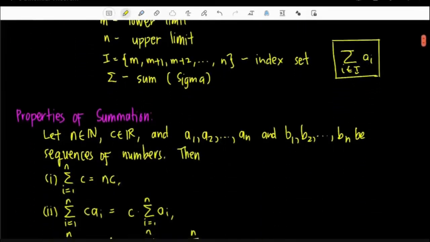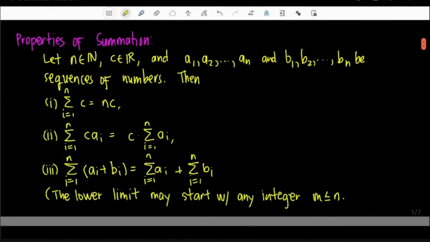So, simple properties of the summation. Let n be a natural number, c a real number, and the a_i's and b_i's sequences of numbers. Then the summation of c from i equals 1 to n is simply nc. We can write it this way: the summation of c is equal to c plus c plus and so on, i equals 1 to n. So this is just like adding c n times. So these are n summands of c, or that's equal to n times c.